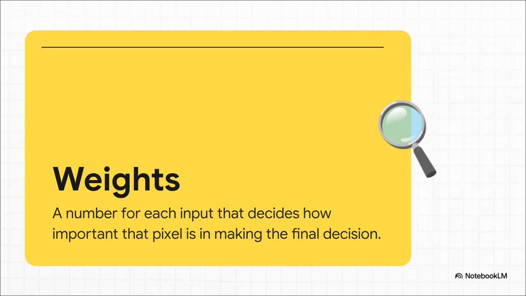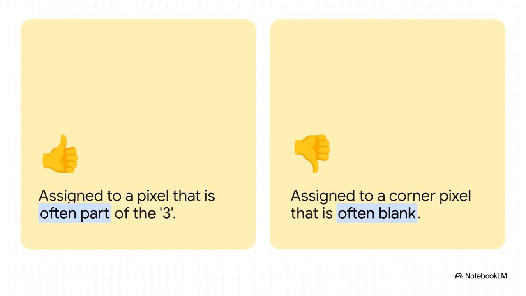Every single one of those 784 pixels gets its own special weight. It's just a number that tells the perceptron, hey, pay close attention to this pixel, it's a big clue. Or, meh, this one over here, you can pretty much ignore it. So as the machine learns, it starts to turn up the dial, assigning a high weight to pixels that light up right along the curves of a typical number 3. And at the same time, it turns the dial way down for pixels in the corners that are almost always empty. It's literally learning what parts of the image matter and what parts are just noise.